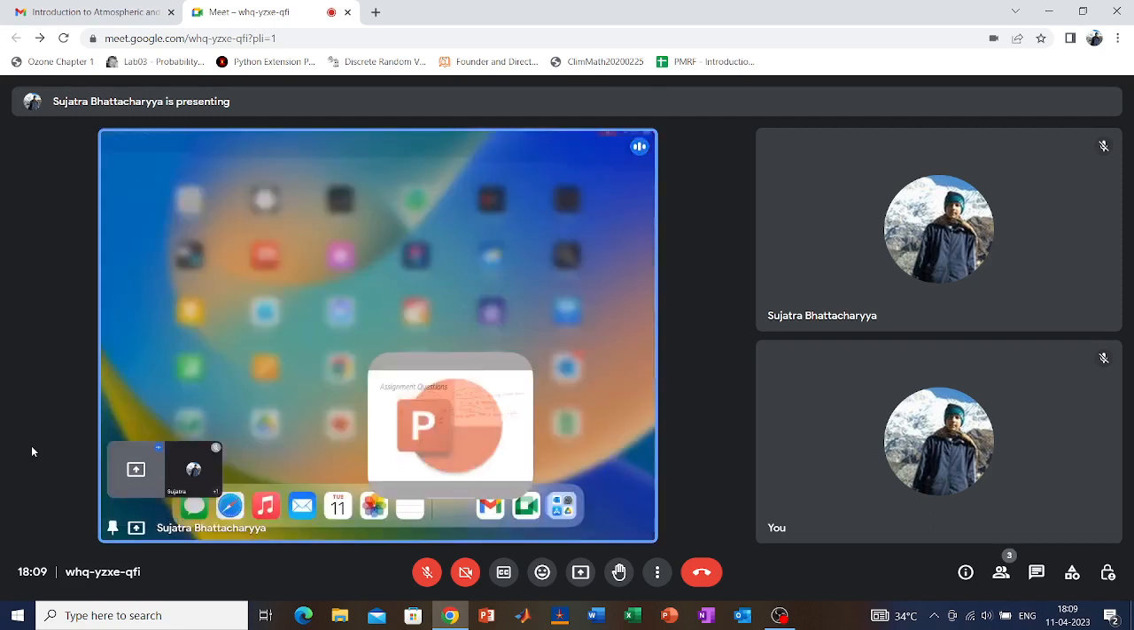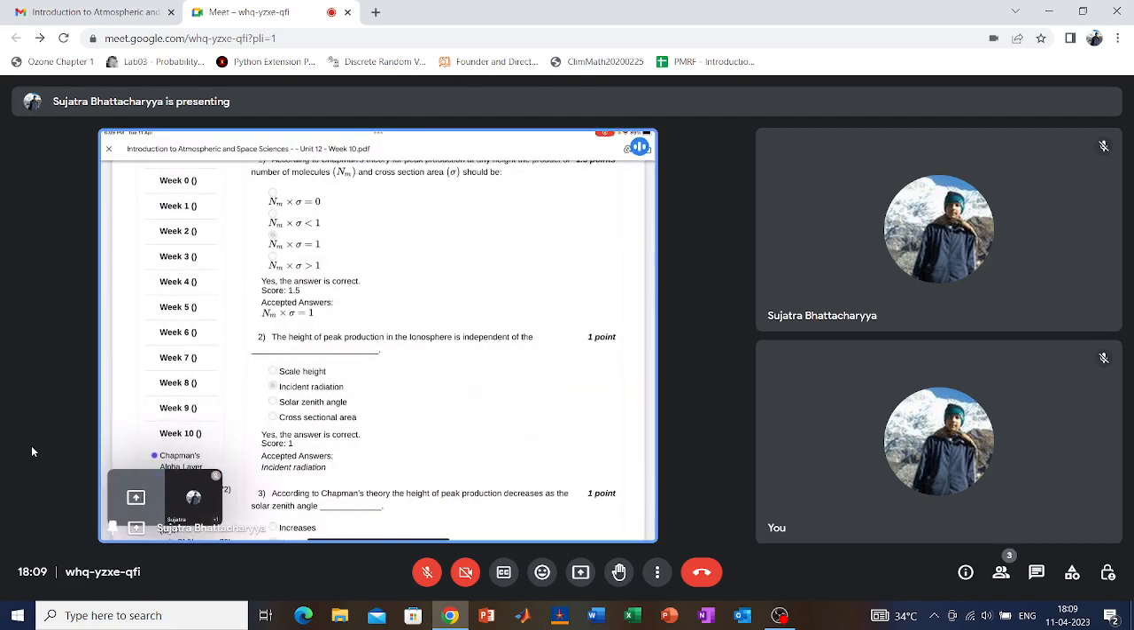Therefore, if we go to the question again, what are the options? One is scale height. So we have seen that scale height is there. Second is the incident radiation, which is not there. Third is the solar zenith angle, which is there. And fourth is the cross-sectional area, which is also there. Therefore, only the incident radiation is not there. Therefore, it is independent of the incident radiation.